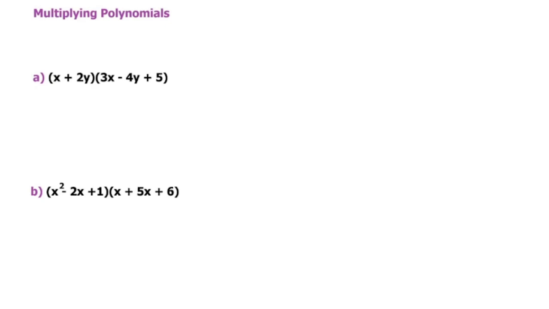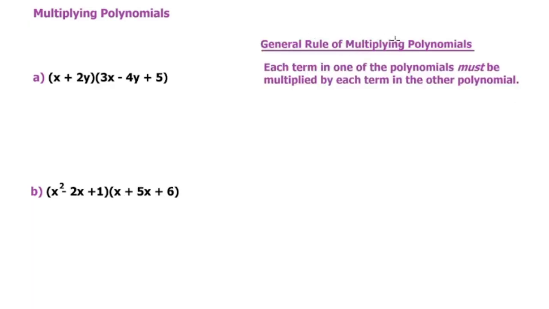In this video, I'm going to teach you all the tricks you need to know on how to multiply polynomials. So the general rule of multiplying polynomials is each term in one of the polynomials must be multiplied by each term in the other polynomial. So let's look at that graphically. How does that look? So this term would be multiplied by this, and then by this. And then this term would be multiplied by this, and then by this. Okay, so let's work through each one with the color-coded arrows.